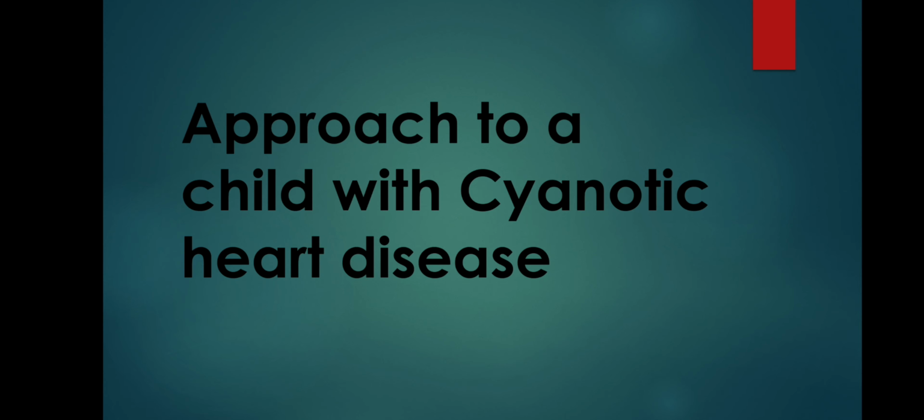Hello everyone. Today in this video, we are going to discuss how to diagnose a congenital cyanotic heart disease. When a child comes to your outpatient department or emergency with cyanosis, you have to differentiate the cyanosis into two types. Either it is peripheral cyanosis, that means bluish discoloration on the periphery, that means limbs, or it is central cyanosis, that means cyanosis in the lips or tongue and generalized cyanosis.